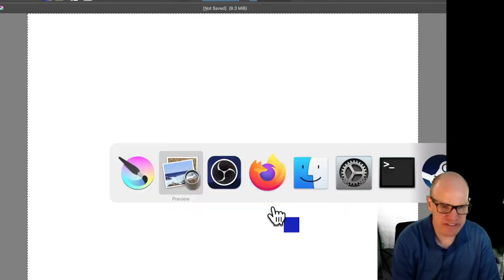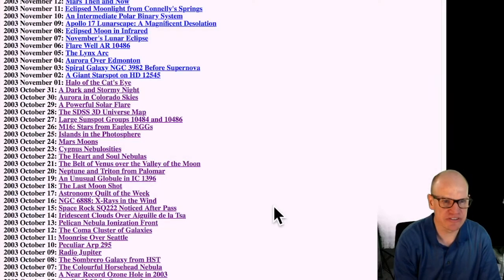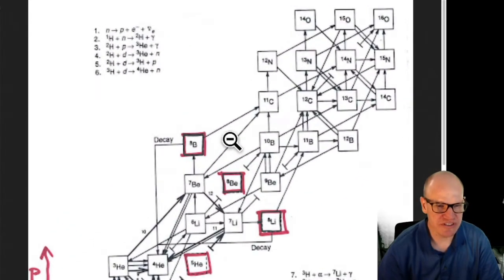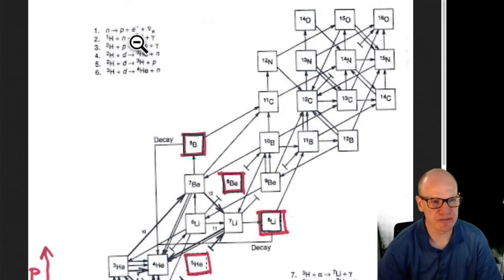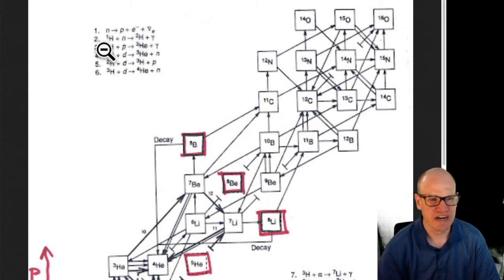We form these things through Big Bang nucleosynthesis. All right, Big Bang nucleosynthesis. So these are the things that you can form in the early universe. These are the different nuclear reactions that are going to be taking place. Neutron goes to proton plus electron plus a neutrino. Hydrogen plus a neutron gives you H2, and H2 plus a proton gives you H3, these kinds of things.